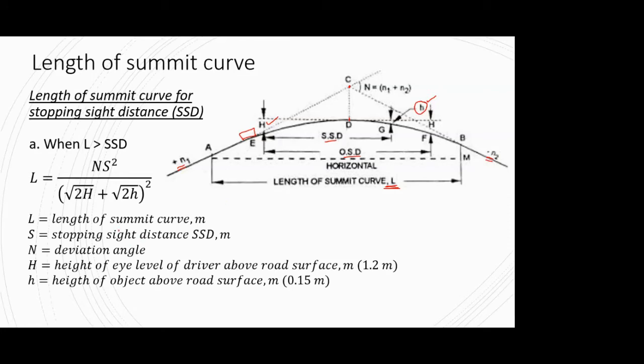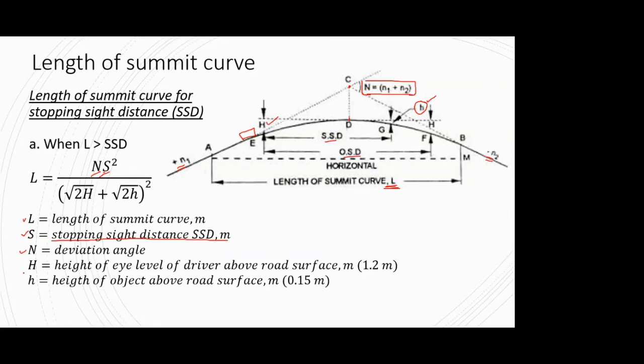If you see the notations, L is the length of your summit curve in meters. Capital S is the stopping sight distance in meters. We have seen in detail how to calculate it; you can go back to those videos and check it out. So that's S, the stopping sight distance. N is the deviation angle. We have seen how we calculate this deviation angle. It's just the algebraic difference between the gradients. Algebraic difference means you just subtract, but you also consider the signs of the gradients, whether it's an up gradient with a positive sign or a down gradient with a negative sign.